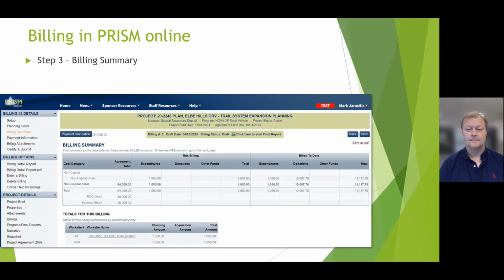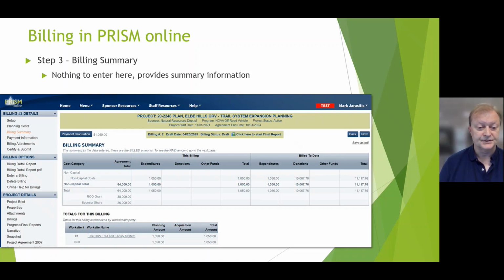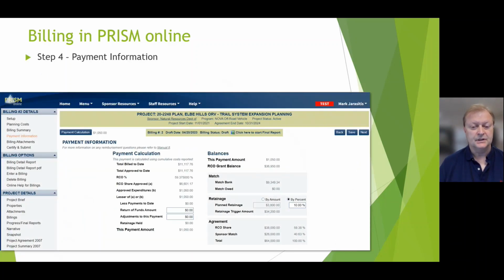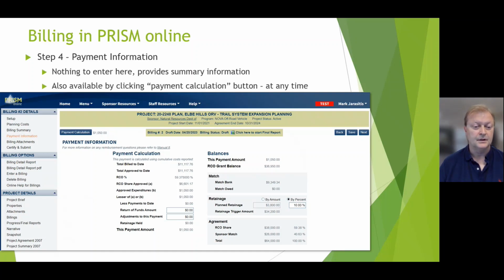Billing summary. Nothing to enter here, it shows summary information. The left side shows the agreement totals. The center portion shows this billing, and to the right is billed to date. Payment information, again, nothing to do here. Billing summary information shows the Prism calculation that you can also get at any time from this payment calculation button right up here at the top.